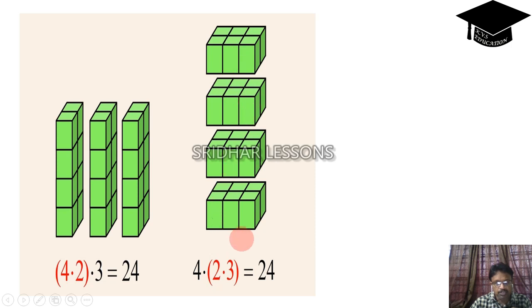Agreed? Now we have 2 into 3. Okay, how many vertically we have? 3 lines, and horizontally we have 2. That is 4 into 2 into 3, which is equal to 24. Okay, this is one way of representing the numbers, or this is called a way of representation of a pattern.